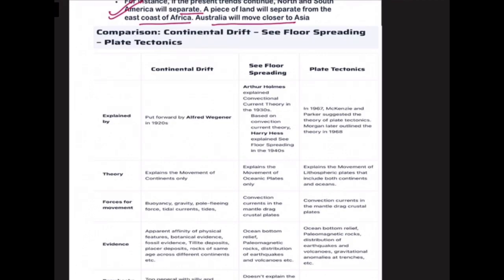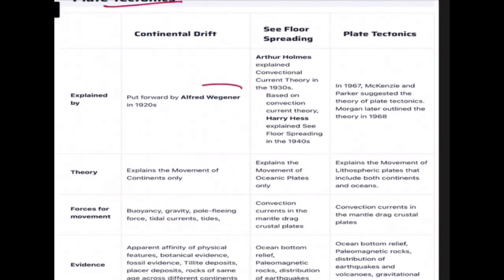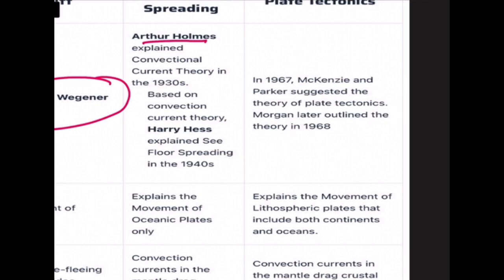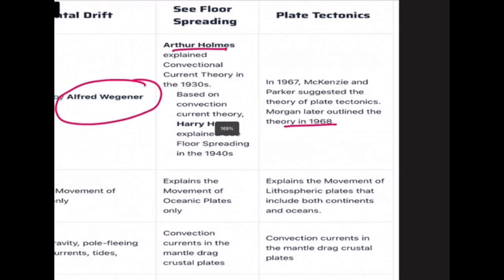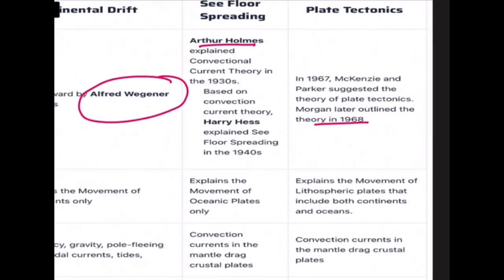Now, moving forward is the comparison between continental drift theory, sea floor spreading theory, and plate tectonic theory. This continental drift theory was explained by Alfred Wegener, and sea floor spreading theory was explained by Arthur Holmes. In plate tectonic theory, in 1967 McKenzie and Parker suggested the theory of plate tectonics. Morgan later outlined the theory in 1968, and Arthur Holmes explained the convectional current theory in 1930. Based on the convectional current theory, Harry Hess explained sea floor spreading theory in 1940.